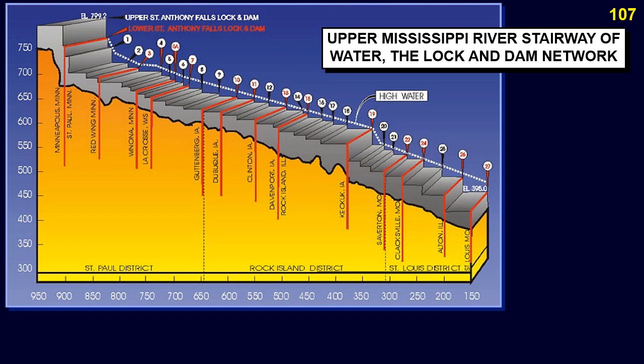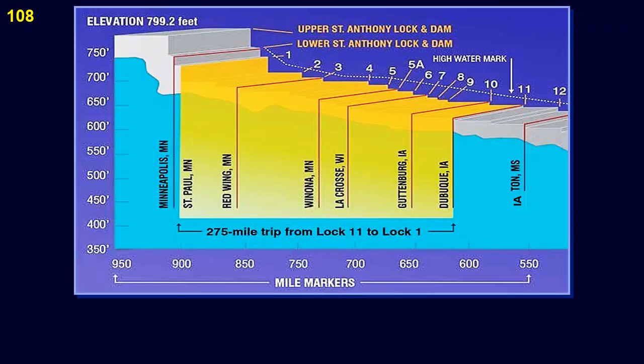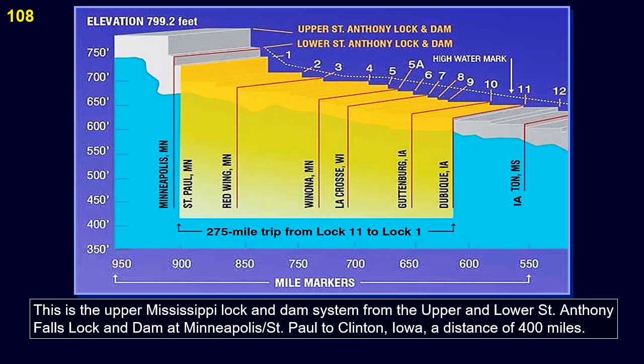This shows the Upper and Lower St. Anthony Falls Lock and Dam at Minneapolis-St. Paul, followed by lock and dams number 1 through 27 near St. Louis. This is the Upper Mississippi Lock and Dam system from the Upper and Lower St. Anthony Falls Lock and Dam at Minneapolis-St. Paul to Clinton, Iowa, a distance of 400 miles.